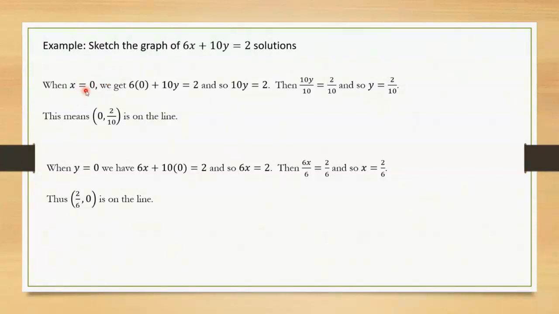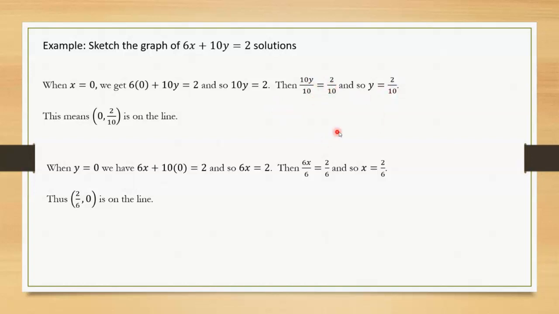So if we take x to be 0, then what do we get here? We get 6 times 0 plus 10 times y is 2. We're setting x to be 0. We want to figure out, well, what does y have to be? And I chose x to be 0 because the equation now becomes this, which is a little bit easier. So we get 10y is 2. But x is 0. So what does y have to be? We divide both sides by 10. We get 10y over 10 is 2 over 10. And we get y has to be 2 over 10.